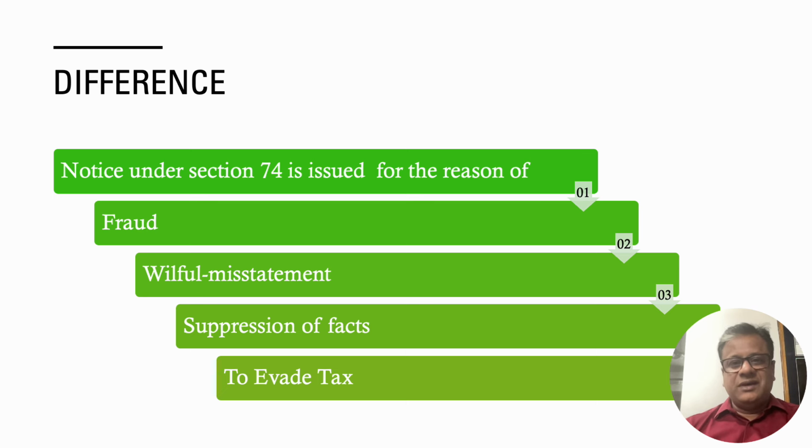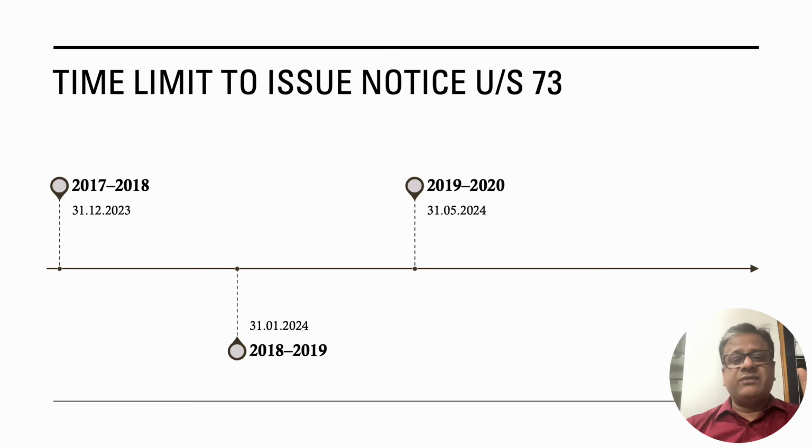First is, of course, the department thinks all the taxpayers are fraud, maybe not, but you can see section 74 notices are issued even when the differences or the allegations are very simple and it's clearly a non-fraud case, but they treat it as a fraud. Why it is issued basically is because of the time limit. There is a time limit to issue notice under section 73, and there is a time limit to issue notice under section 74.